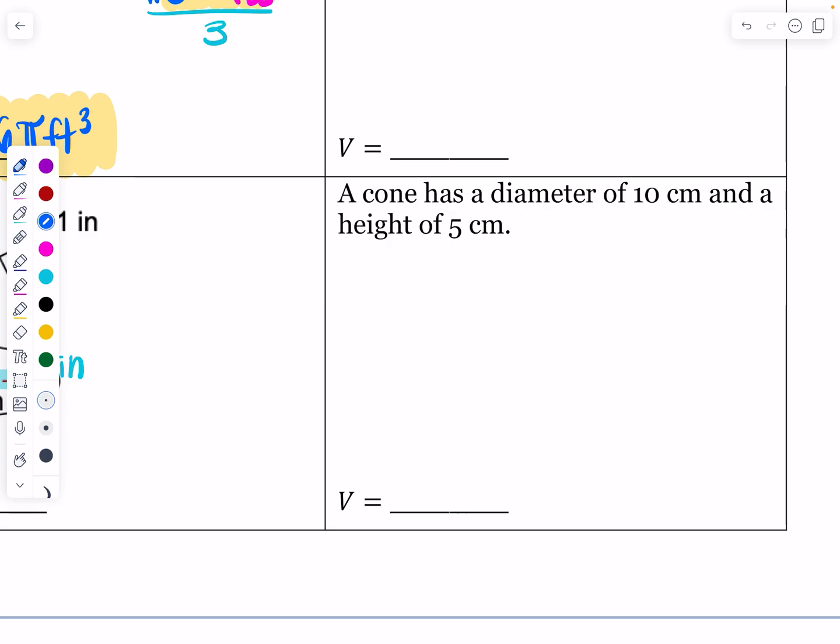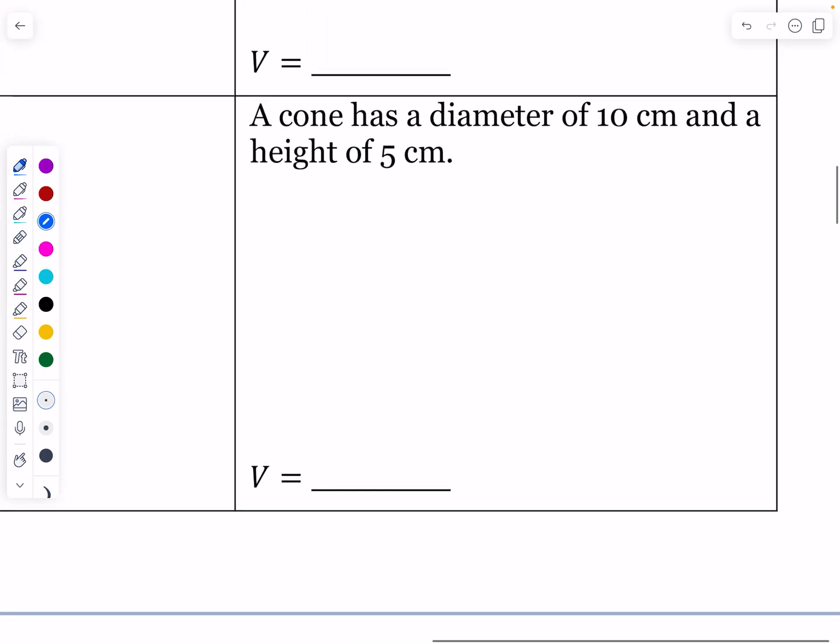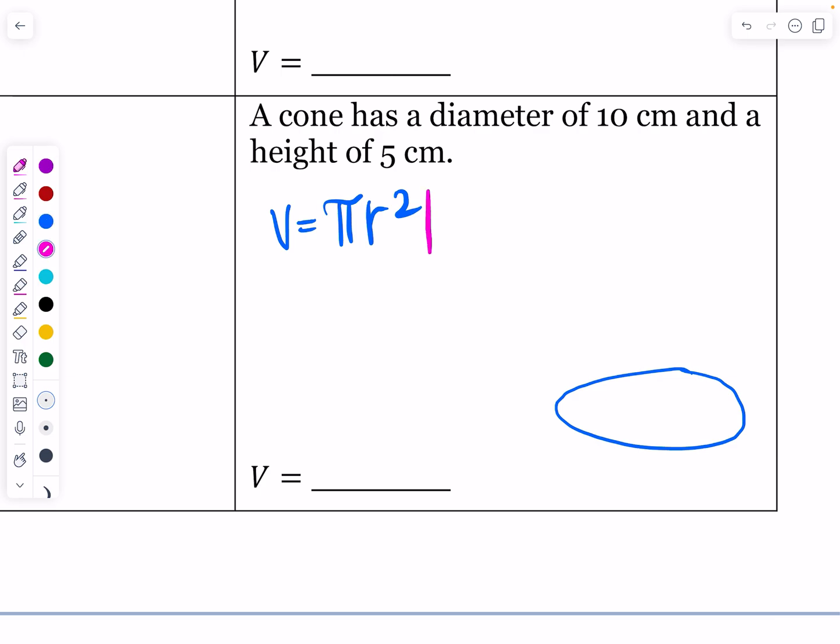Okay, so this next question said a cone has a diameter of 10 and a height of 5. Again, if you don't need a picture, that's fabulous. If you can jump straight to this formula, I think that is great. I'm one of those people that likes having a visual, especially when it gets tricky and it says a diameter. It just helps me have a visual.